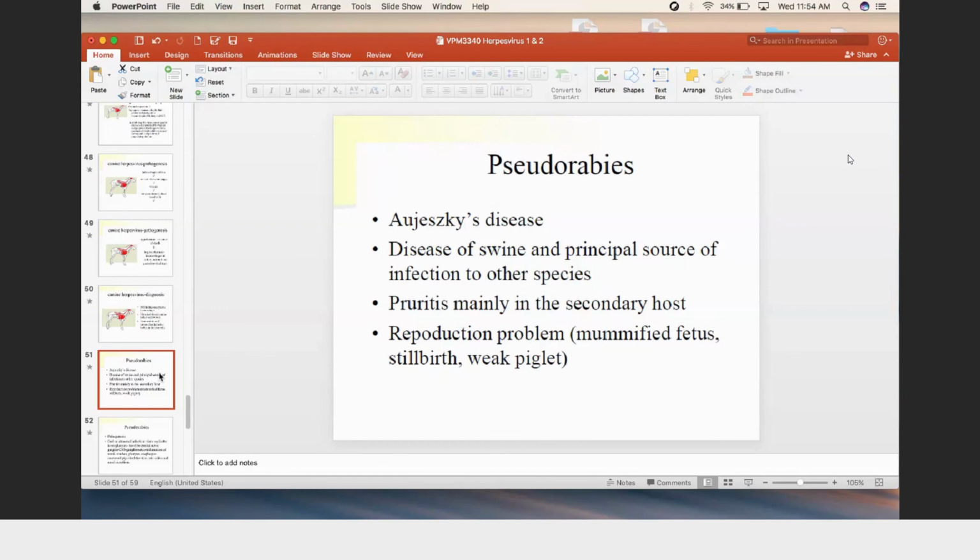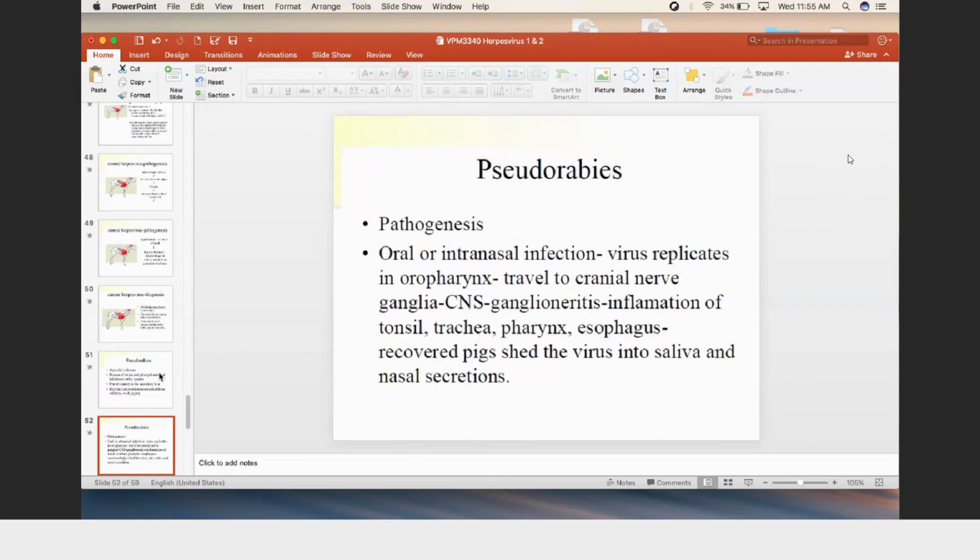Pruritus means itchiness. So animals become itchy, try to rub their body against a wall, against a tree, and so on, because of the pruritus and inflammation of the skin. So it's caused by, let's say, pseudorabies. Another name for pseudorabies is Aujeszky's disease. It's the same one: pseudorabies, Aujeszky's disease, or porcine herpesvirus 1. They are the same virus.